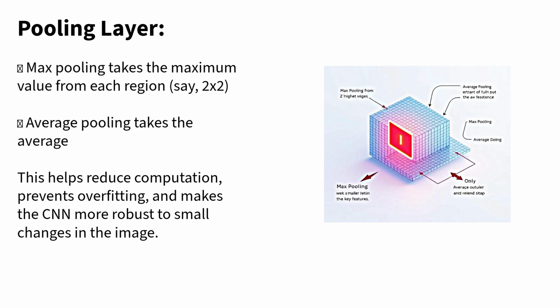Now let's reduce the size of the data but without losing important information. Enter the pooling layer. Pooling shrinks the feature maps while retaining the most important information. Max pooling takes the maximum value from each region, say 2 by 2. Average pooling takes the average. This helps reduce computation, prevents overfitting, and makes the CNN more robust to small changes in the image. Think of it like summarizing information in a paragraph, you still keep the essence.